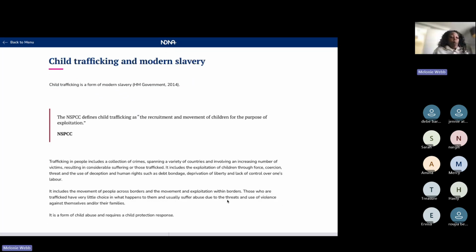Child trafficking is a form of modern slavery. The NSPCC defines child trafficking as the recruitment and movement of children for the purpose of exploitation. Trafficking in people includes a collection of crimes spanning a variety of countries and involving an increasing number of victims, resulting in considerable suffering for those who are trafficked. It includes the exploitation of children through force, coercion, threat, and the use of deception and abuse of human rights, such as debt bondage, deprivation of liberty, lack of control over one's labour.